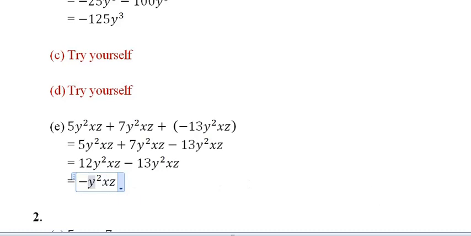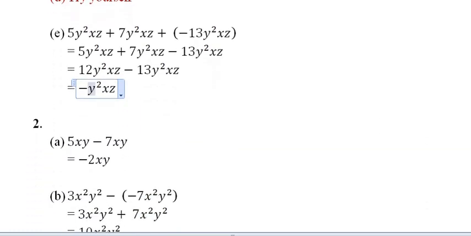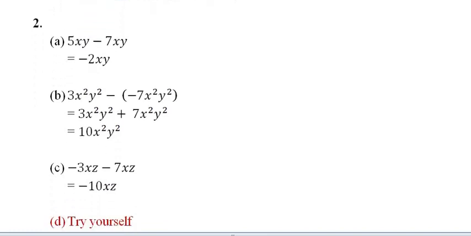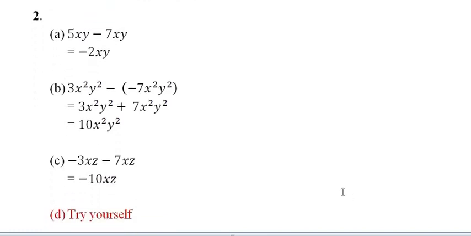Now let us move on to question number 2. So we have to subtract the monomials. In question 1, we did the addition. Now in question number 2, we will do subtraction. So we have to subtract the second monomial that is given in each and every single question. You can see it out here, that is given at last. That is given second. You have to subtract it from the first one.